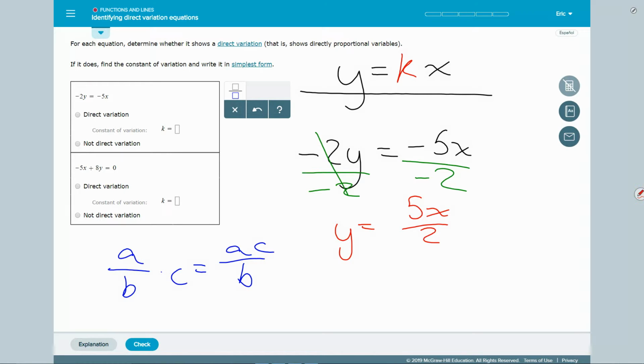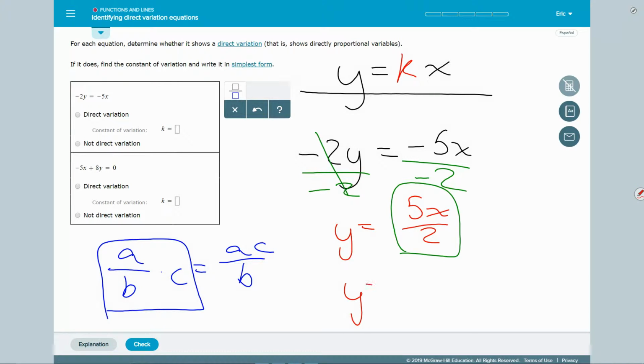I can convert this fraction into this equation. So I would just get y equals 5 over 2 times x. So in this example, my direct variation constant, or my k, would just be 5/2. So it is a direct variation with a k of 5/2.